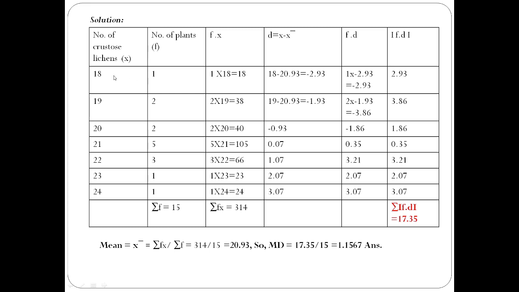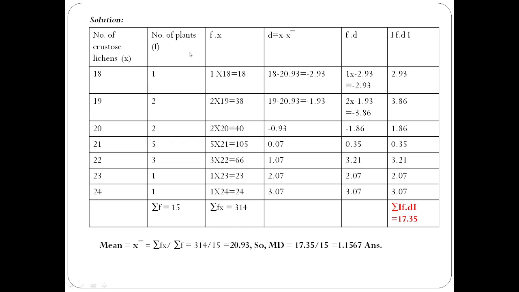So x is equal to 18 and x bar is equal to 20.93. So it is 18 minus 20.93, that is equal to minus 2.93. Then 19 minus 20.93, it is minus 1.93. Then 20 minus 20.93, that is minus 0.93. So on, we need to calculate this x minus x bar. So in this column, the x minus x bar are being calculated.